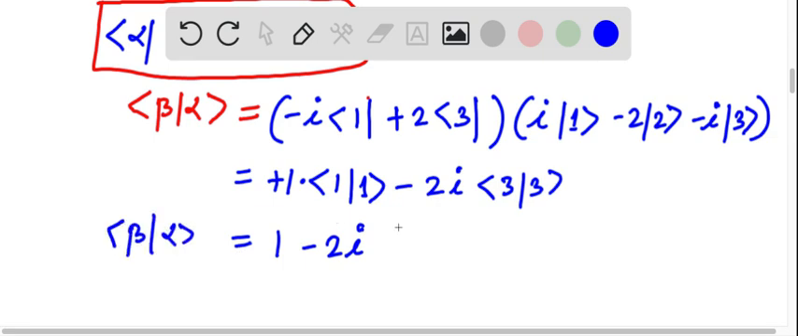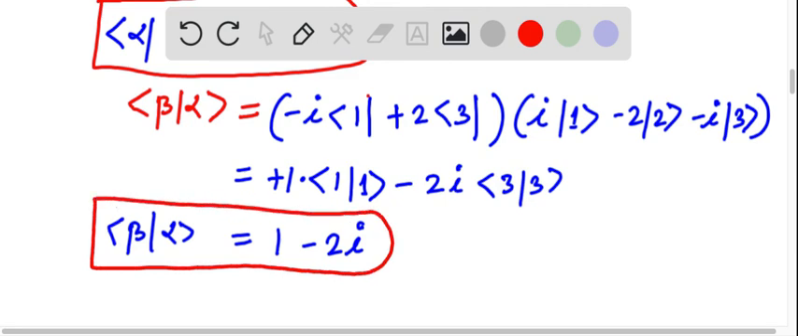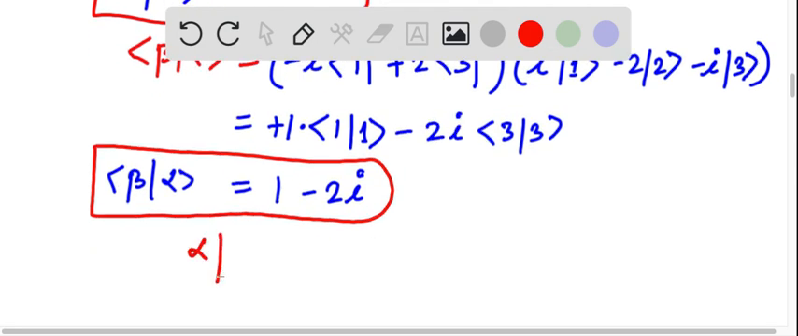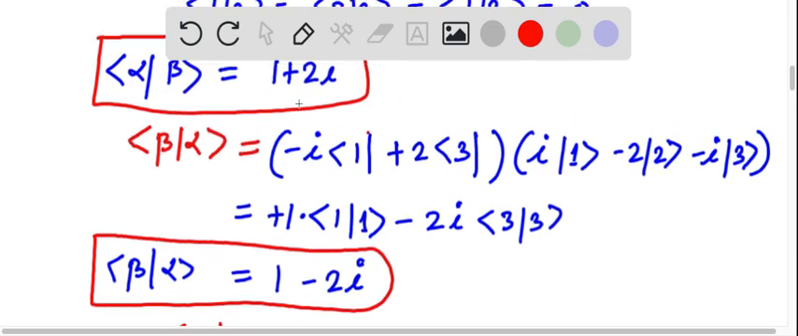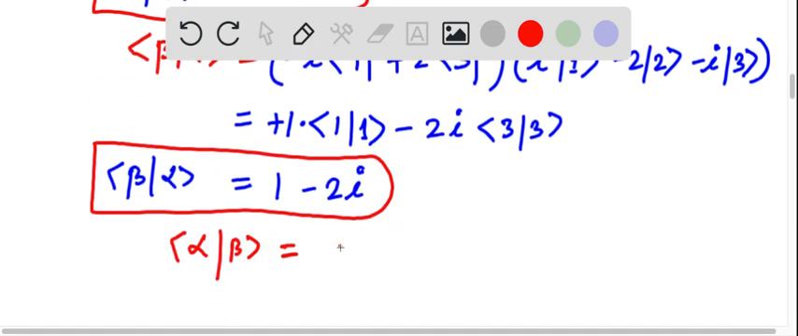So from these two equations it is clear that <α|β> is equal to 1 + 2i, and <β|α> is 1 − 2i, and they are complex conjugates of each other.